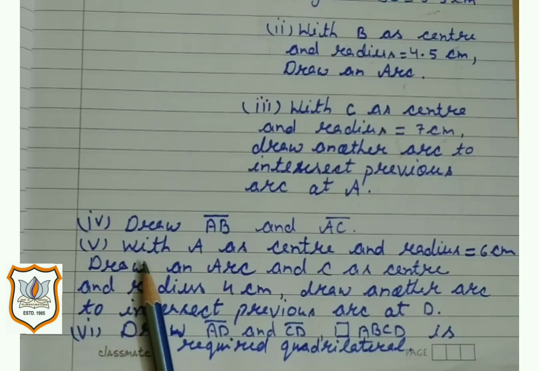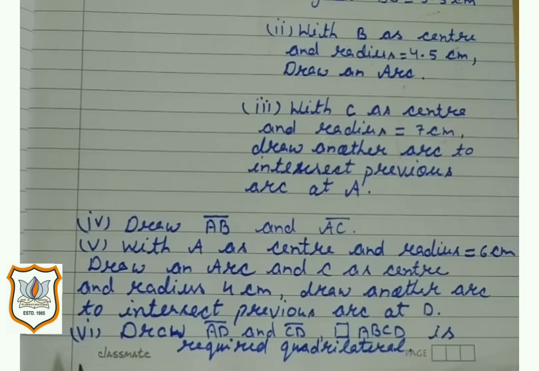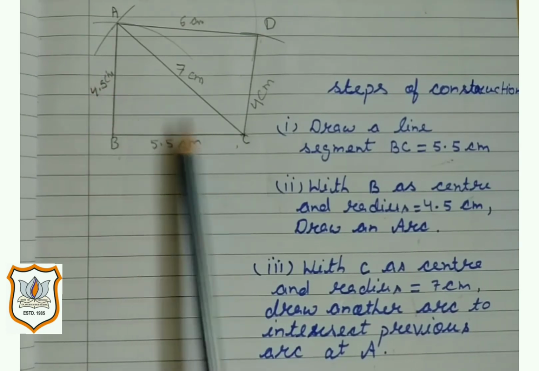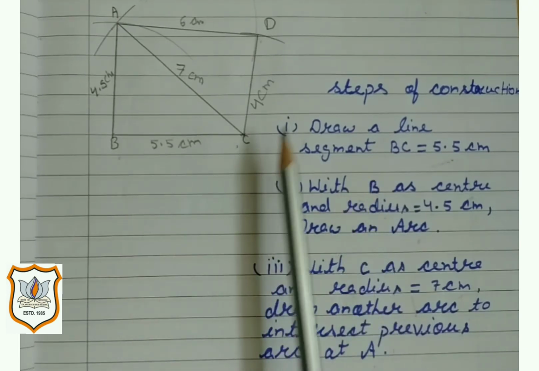And fifth, with A as center and radius equal to 6 centimeter, draw an arc, and with C as center and radius 4 centimeter, draw another arc to intersect the previous arc at D. Sixth step, draw lines AD and CD. Quadrilateral ABCD is the required quadrilateral. So this is our quadrilateral ABCD and these are the steps of construction of quadrilateral ABCD.